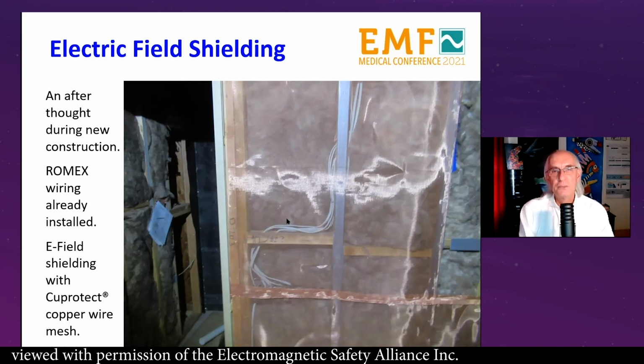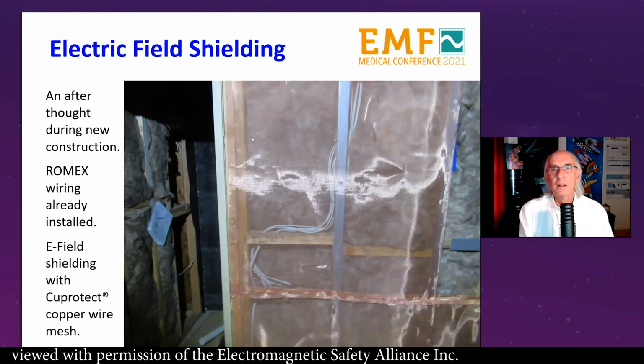So if the client installed, that was our first recommendation, install metal cladded armored cable, then that would shield it off and they wouldn't have to do anything else. However, the cost of replacing all the wiring and reinstalling all the wiring was substantial.